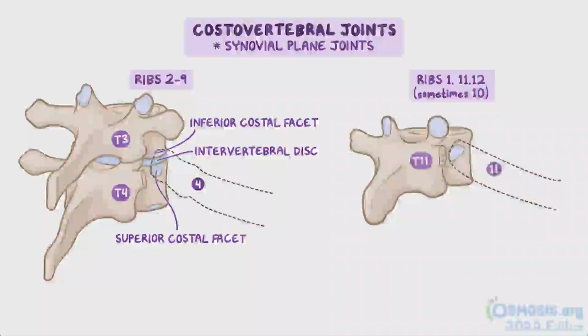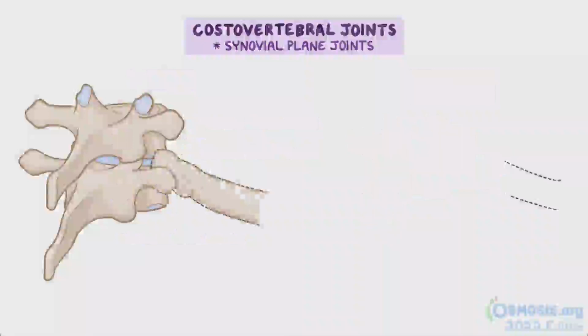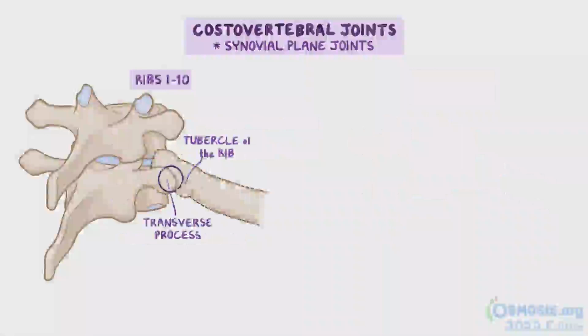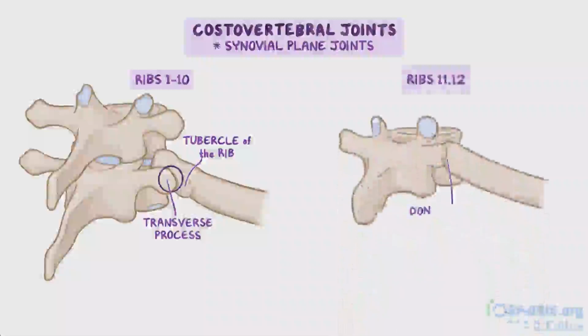Then there are the costotransverse joints, which are also synovial plane joints. Regarding ribs 1 through 10, the tubercle of the rib articulates with the transverse process of the vertebra of the same number. Ribs 11 and 12 don't articulate with the transverse process of vertebrae of the same number.